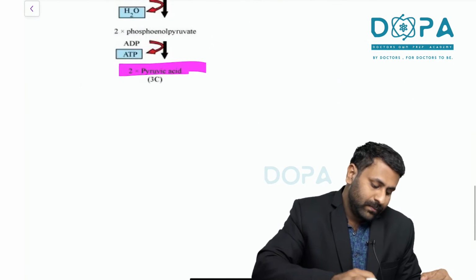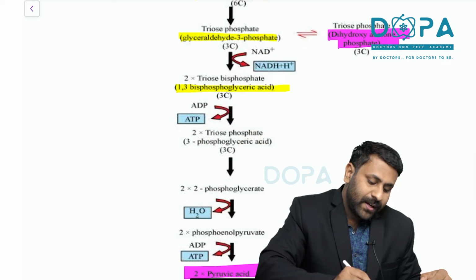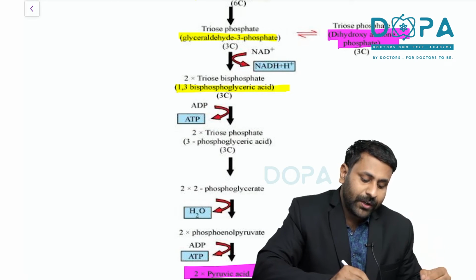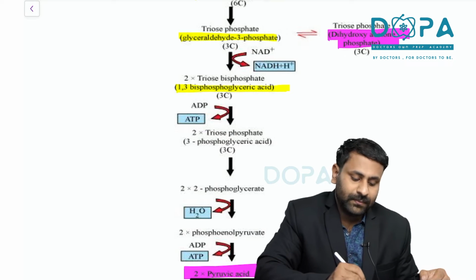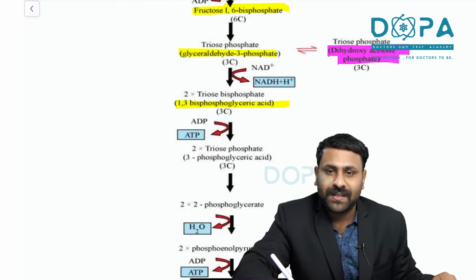1,3-BPGA. Okay, you can see here glyceraldehyde 3-phosphate, totally 2 molecules of G3P are formed. Then each G3P is converted into 1,3-BPGA. It's a triose bisphosphate. Okay, an extra phosphate group is present here. At that time NAD plus is reduced to form NADH plus H plus.